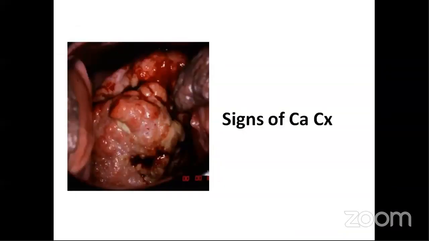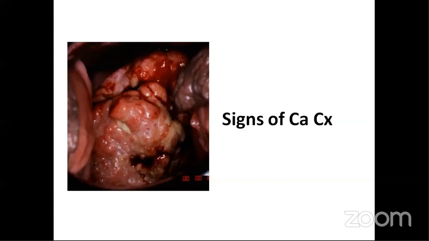Okay, what are the signs of carcinoma cervix? So what do you elicit as a doctor in the patient with CA cervix? Okay, so there is a growth of the vagina. Yes, then ulceration, yes, bleeds on touch, very good.